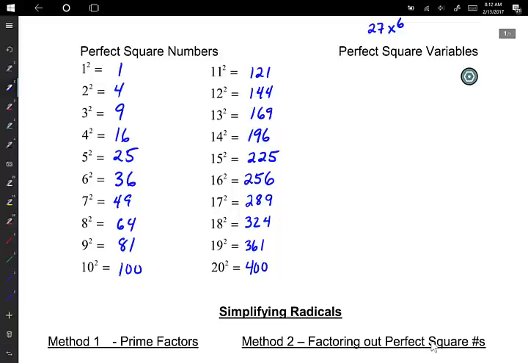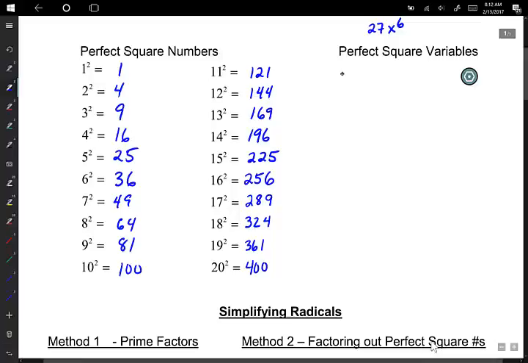Now, let's go to cubes. No, we're not going to go to cubes yet. We're going to go to cubes tomorrow. Let's do some variables. Obviously, what are our perfect square variables? We have x squared. We have x to the 4th. We have x to the 6th. We have x to the 8th. We have x to the 10th. We have x to the 12th.